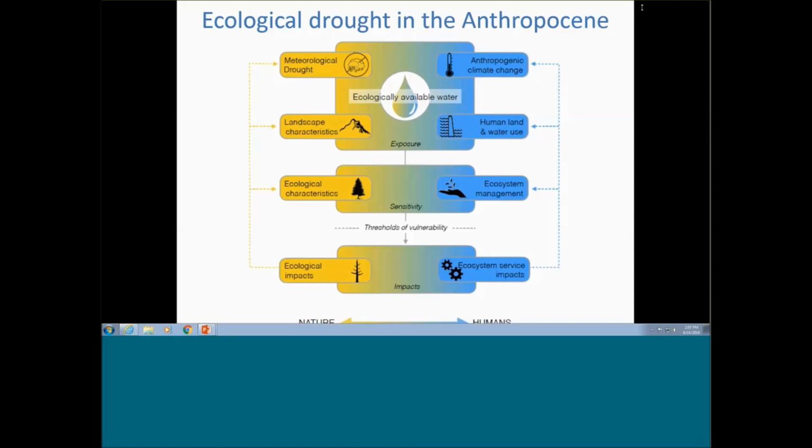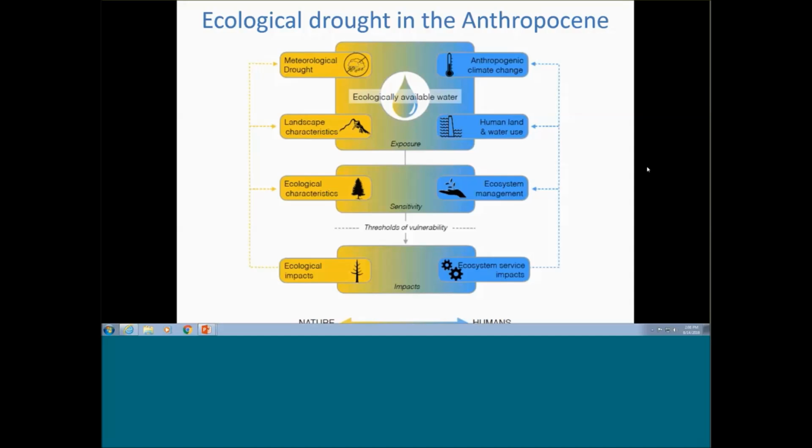And just to back up a little bit, the yellow colors represent natural processes, and the blue colors represent more human modified processes. So then further down for our sensitivity box, we're considering various ecological characteristics that are inherent in the system, as well as the ecosystem management that humans are doing, either purposely or inadvertently, to ecosystems.